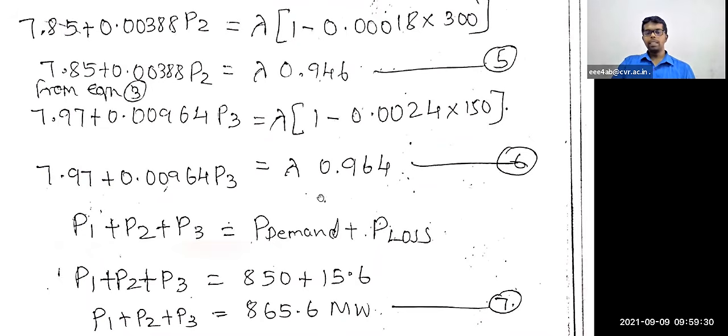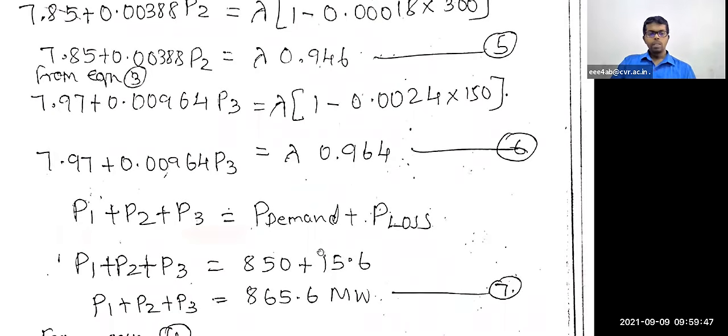What is the demand? It is given in the problem: 850 megawatt. So just substitute it. PLoss, the power losses, we already found out previously, so substitute that here too: 15.6 megawatt. Further calculating, that is 865.6 megawatt. That is, P1 plus P2 plus P3 is equal to 865.6 megawatt. Take this as equation number 7.